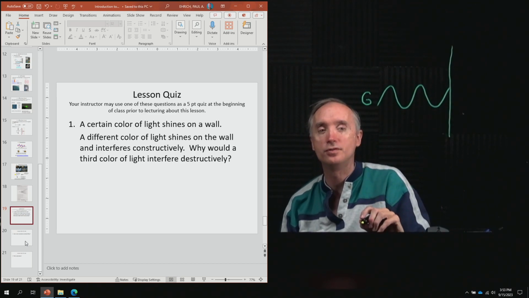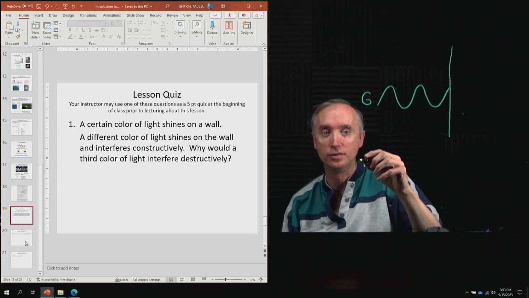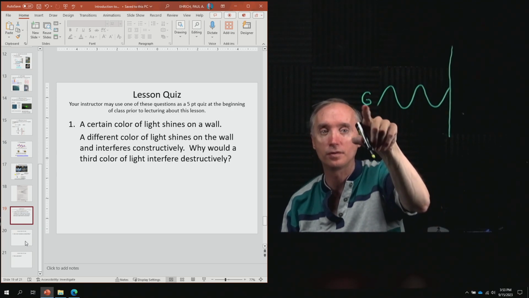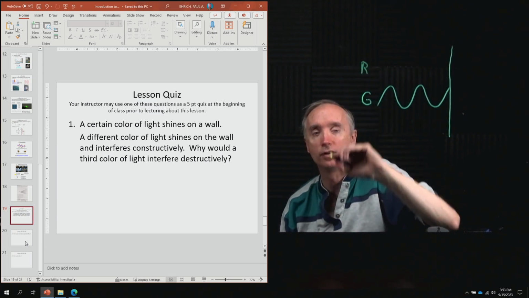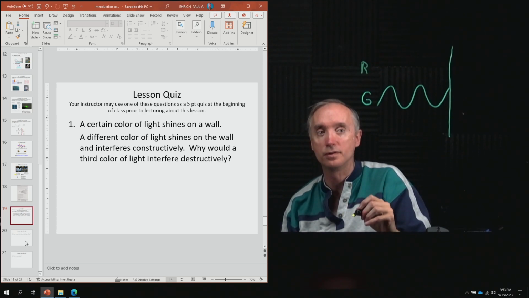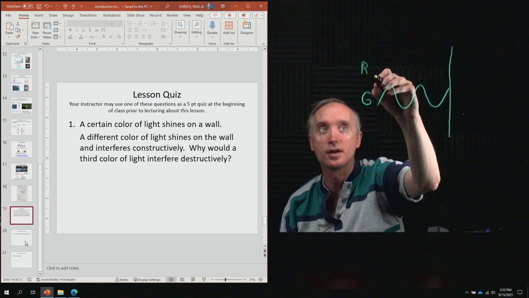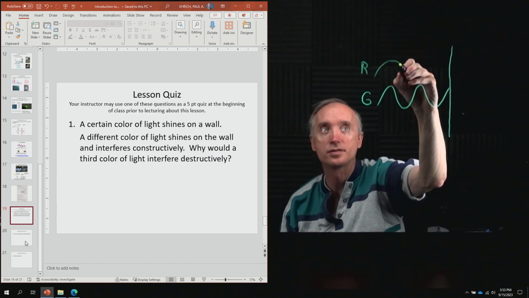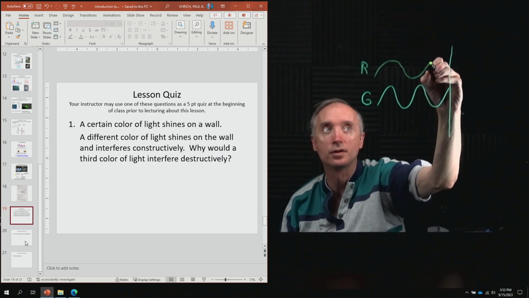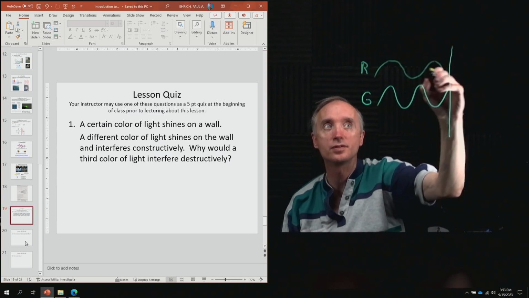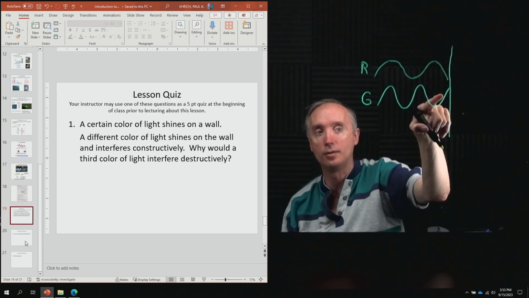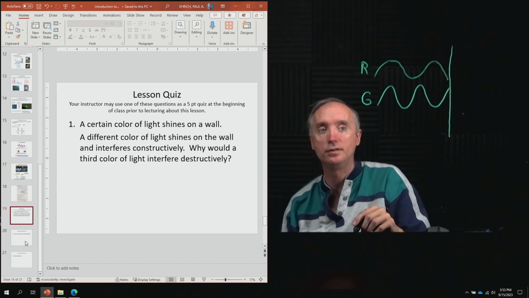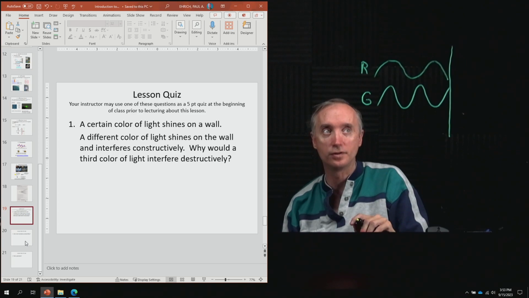Okay, now what we want to do is shine red light onto this wall and mix it with the green. So red light is going to have a wavelength that is larger than the color green. So that means that I need to draw it something like this. Okay, and notice this time that this one's going down when this one is going up. So that's going to be destructive interference.